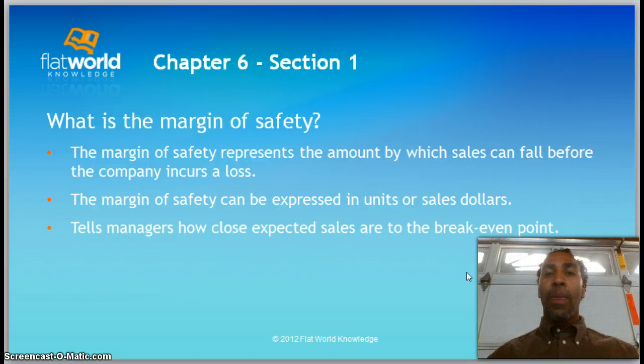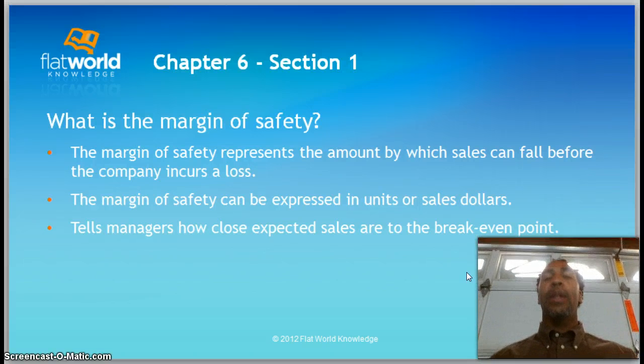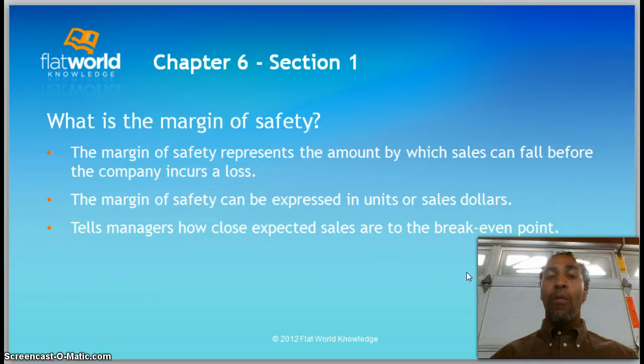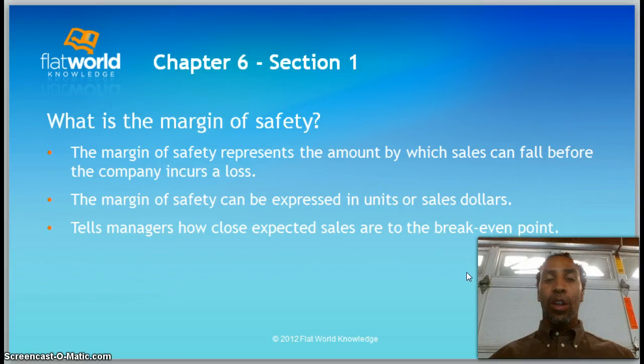So what is the margin of safety? And this is a good concept to understand, especially from the sales perspective. The margin of safety represents the amount by which sales can fall before the company incurs a loss. Meaning, if we're at a positive $30,000 in regards to sales, we have a $30,000 margin of safety, because after 30,000 it's break-even and we've made 0. Then anything below that, we're going to lose money.